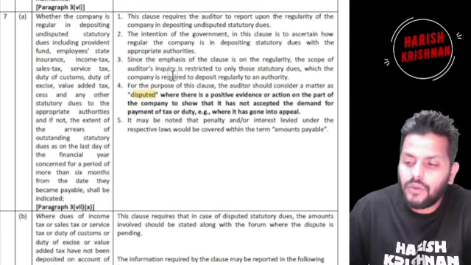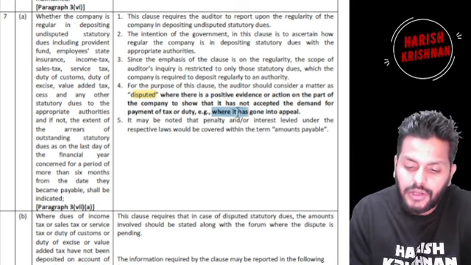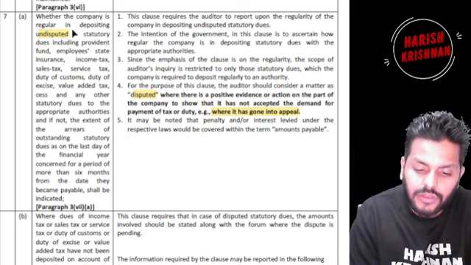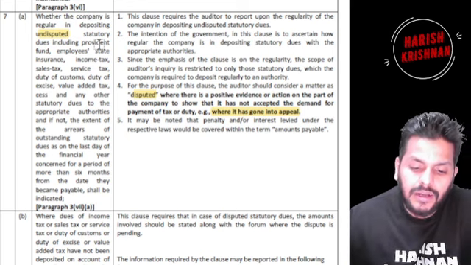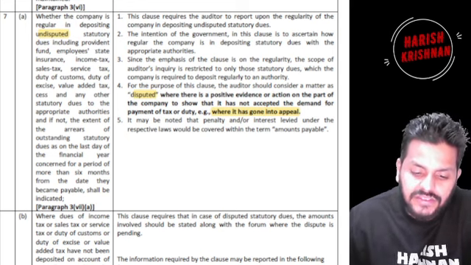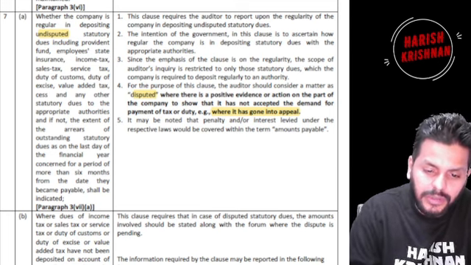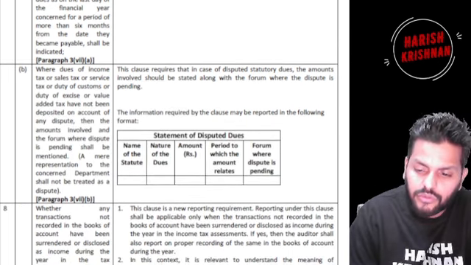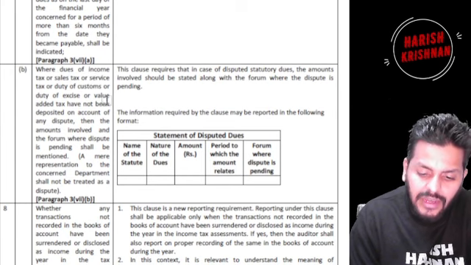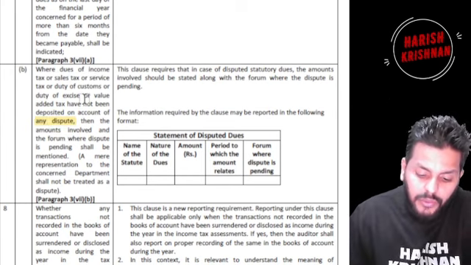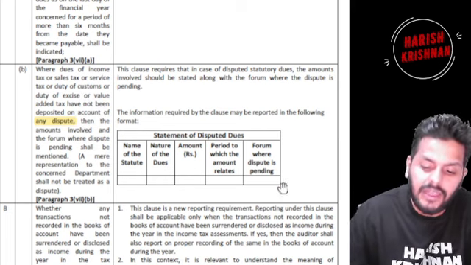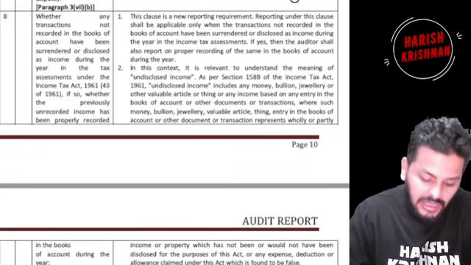Disputed, you know what disputed is, right? When the company has gone into an appeal. So undisputed dues, provident fund, ESI, income tax, sales tax, customs duty, VAT, and any other statutory dues, that list, and whether dues of income tax, sales tax, excise have not been deposited on account of any dispute. So the disputed and undisputed dues points are absolutely the same, no tension.